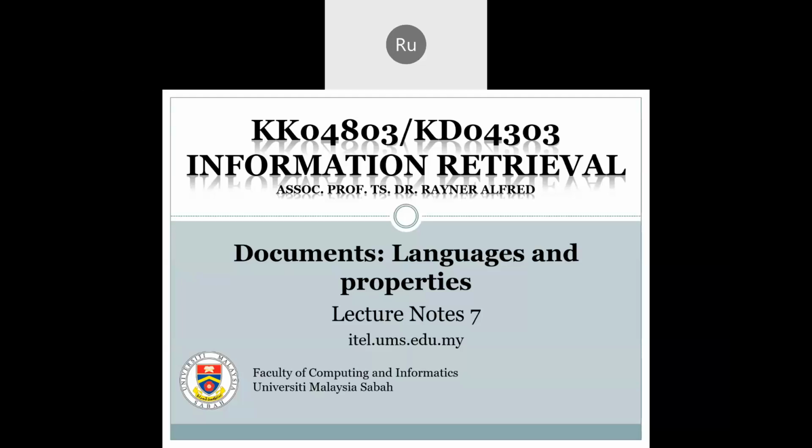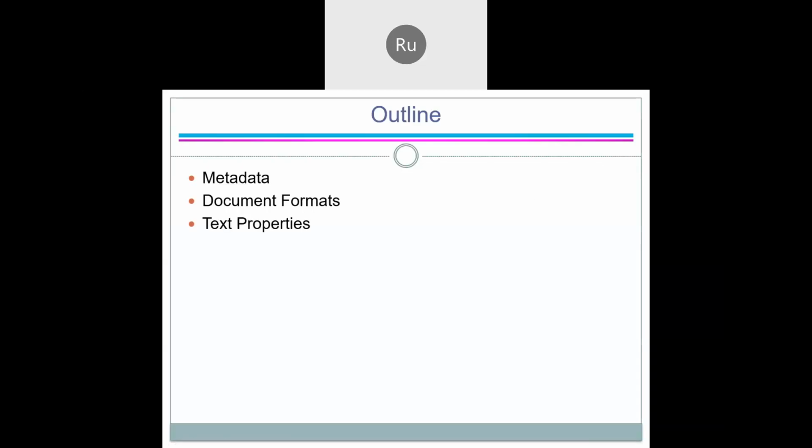Okay. So let's take a look at the outline. We will look into four items: metadata, referring to information about information. So whatever information that we have, we also have the information about that particular information. And we look into the document format, the properties of text, and then lastly, the stages for pre-processing a document.